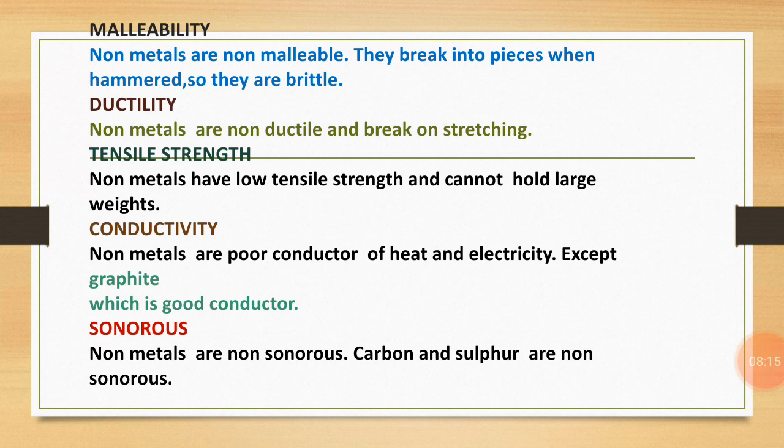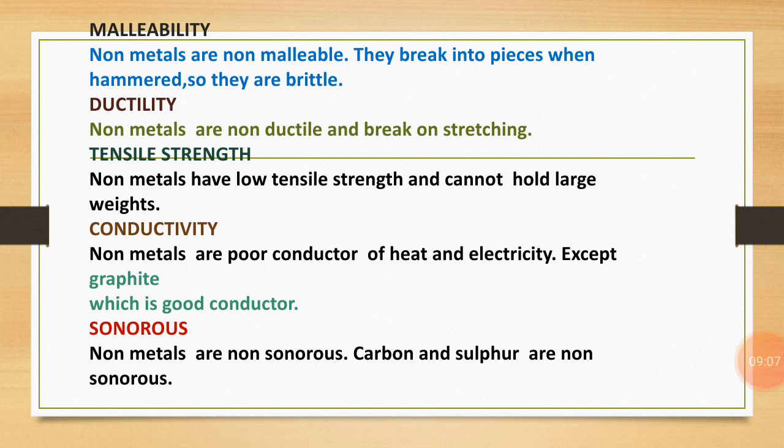Now the next property is sonorous. Yesterday we discussed what this sonorous property is. Sonorous means they produce a ringing sound when struck with hard materials. We have seen that metals are sonorous, but there are some exceptional cases we have already studied: sodium and potassium do not produce any ringing sound when struck with hard objects. The non-metals are non-sonorous. They do not produce any ringing sound when struck with a hard object. Carbon and sulfur are examples of non-sonorous non-metals. So this is about the physical properties of non-metals.